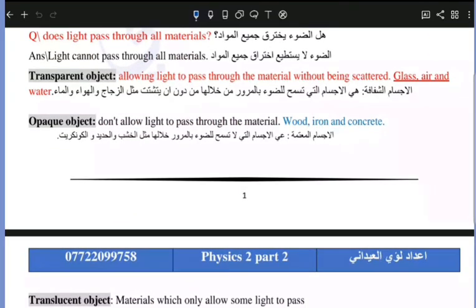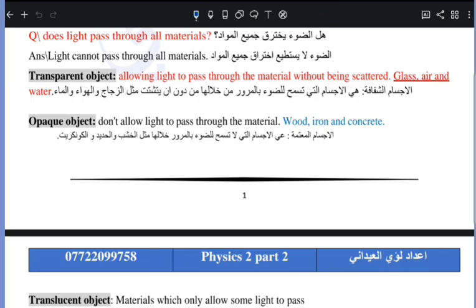What is a transparent object? It allows light to pass through the material without being scattered. Glass, air, and water are examples of this.